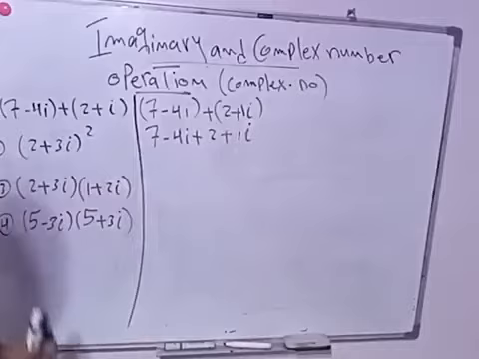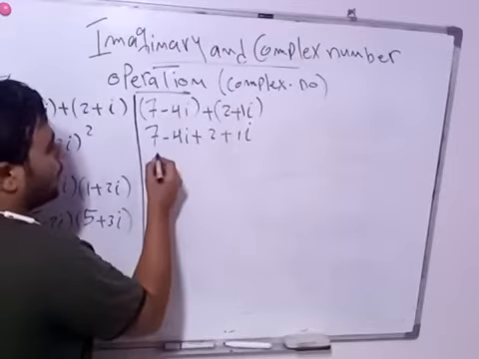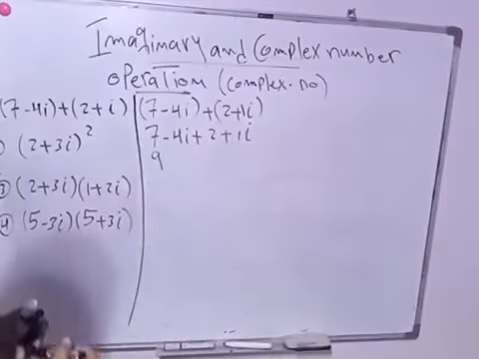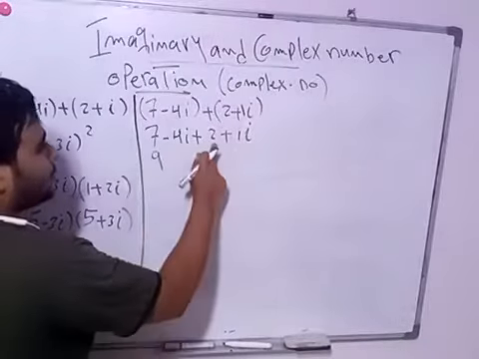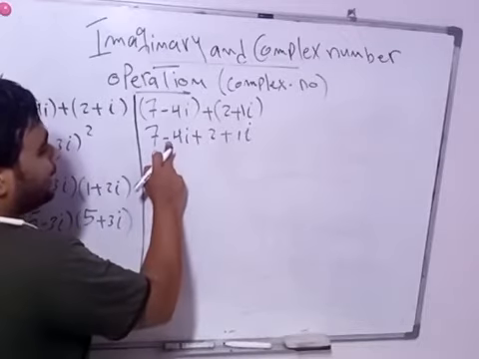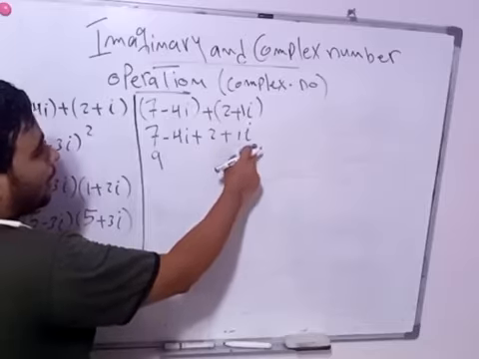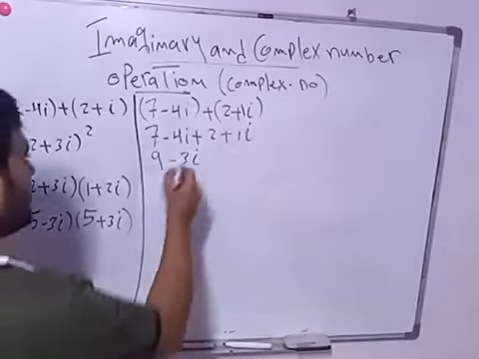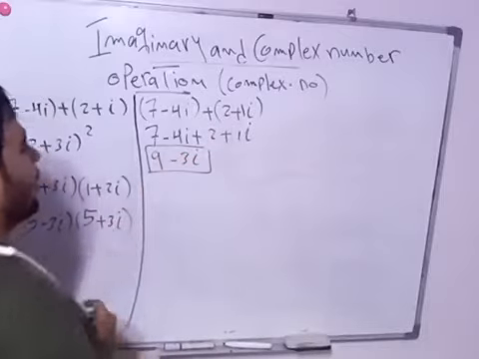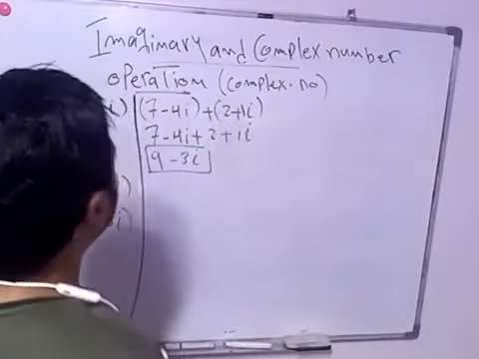What about like terms? I have 7 plus 2 equals 9, and with a calculator, 7 plus 2 equals 9. Negative 4i plus 1i equals negative 3i. So I have the result 9 minus 3i.